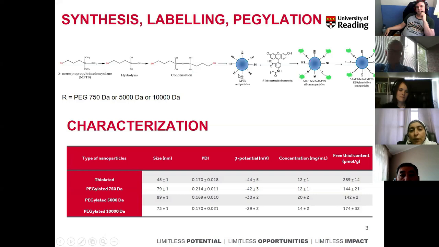Our nanoparticles are synthesized via subsequent hydrolysis and condensation of 3-mercaptopropyl trimethoxysilane. The resulting nanoparticles are already functionalized with thiol groups, and they have an average size of 45 nanometers and a negative zeta potential. They can be easily labeled with fluorophores like 5-iodoacetamide fluorescein, and also decorated with PEG. In my experiments, I used different molecular weights of PEG, like 750 Daltons, 5,000 and 10,000 Daltons.